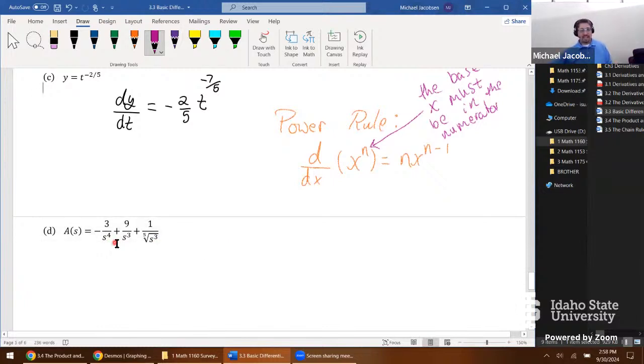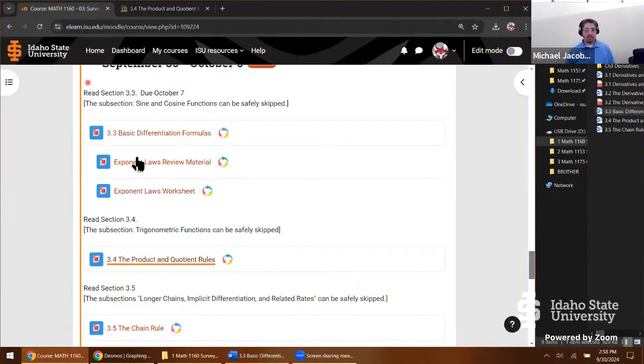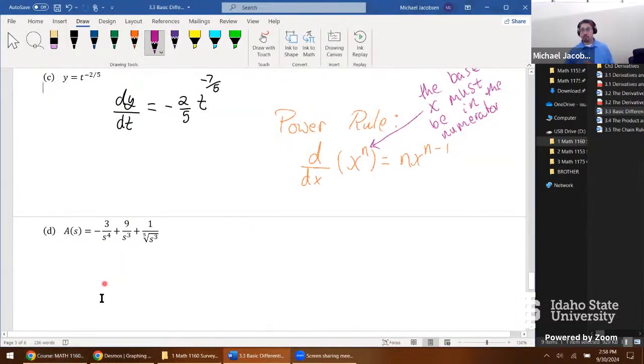And that means, again, this is a lot of recap on essentially exponent laws. If you feel like you need just extra practice on that, on the Moodle webpage, you have exponent laws review material and a little worksheet as well to go along with it if you feel you may need extra practice. But we'll state what we're about to use right here.